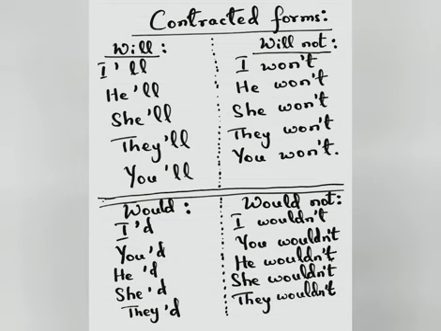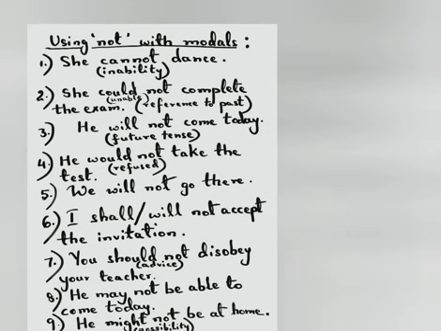See, here are more sentences using not with the modals. For example, in sentence number 1, she cannot dance or she can't dance. It implies inability on her part to dance. She could not complete the exam or she couldn't complete the exam. It is a reference to the past incident and of her inability to complete the exam. She was not able to complete the exam.